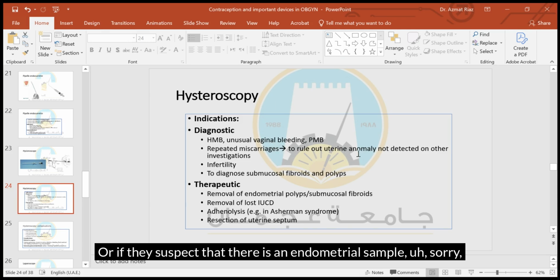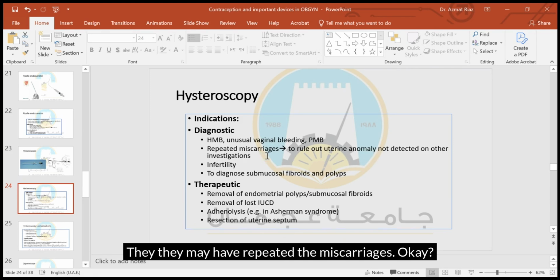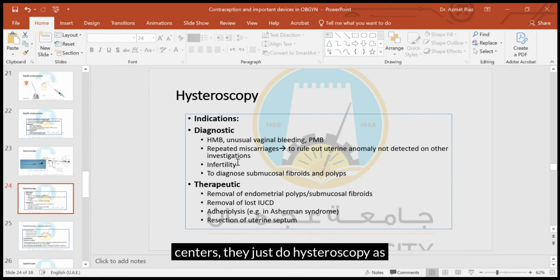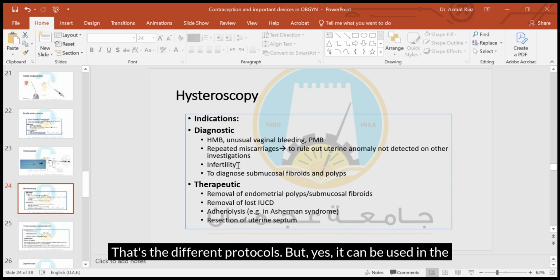Or if we suspect that there is an endometrial uterine septum, for example, and how will the patient present? They may have repeated miscarriages. Okay. And if not all cases of infertility, I know a lot of centers just do hysteroscopy as a routine part of investigation for infertility. Those are different protocols, but yes, it can be used in the diagnosis of infertility, because sometimes we don't know and there may be a septum or adhesions or some other problem. Okay, and to diagnose submucosal fibroids and polyps.